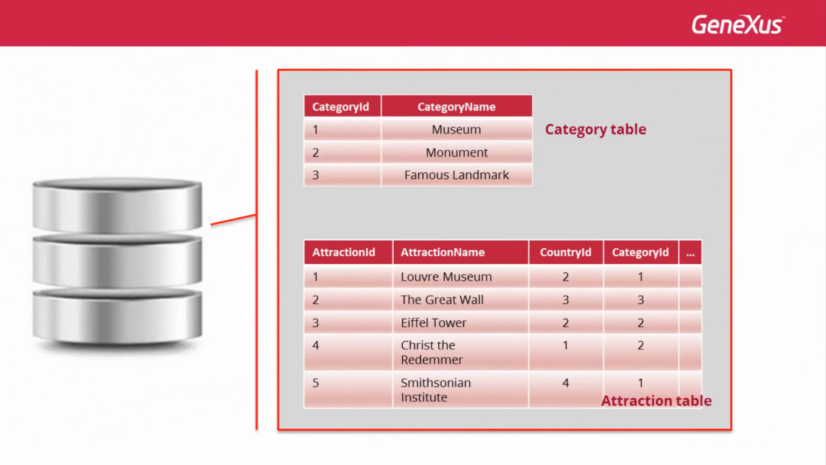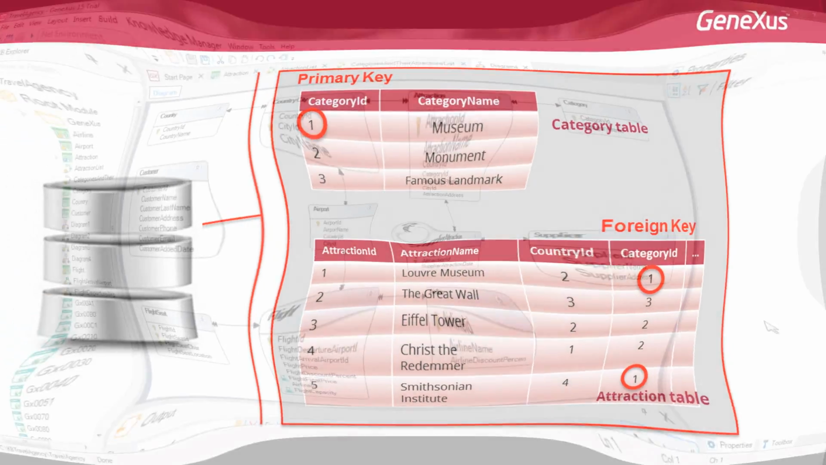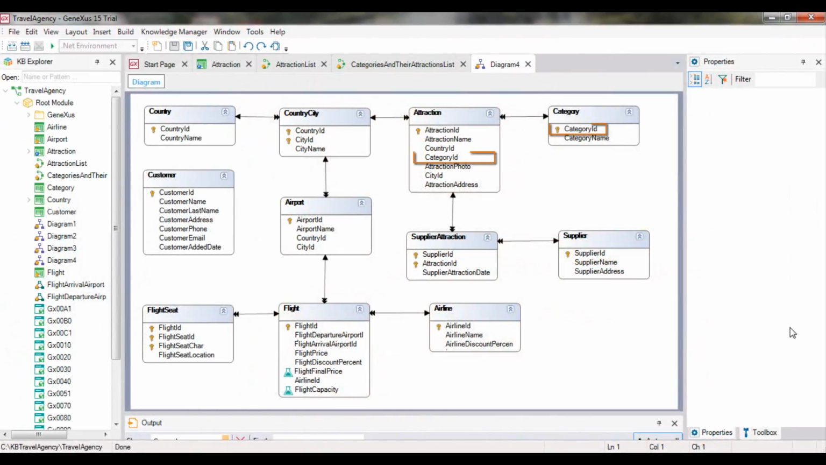GeneXus knows that there's a common attribute between both tables. This common attribute is category ID, which is a primary key in category and foreign key in attraction. In this way, the category ID attribute relates the tables attraction and category, as we can see in the diagram, which establishes a 1-to-n relationship. That is to say, for every category, there are many related attractions.